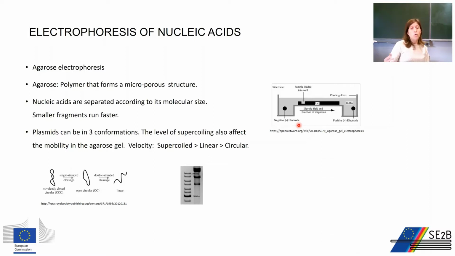In addition, plasmids, since they have three conformations according to the level of supercoiling, will run at different velocities for every conformation. So for example, we have here a sample of a plasmid, the same plasmid. And depending on the conformation, we have here the supercoiled form that will run faster, then the linear form, and then the circular form.